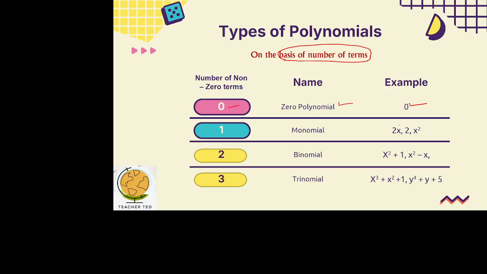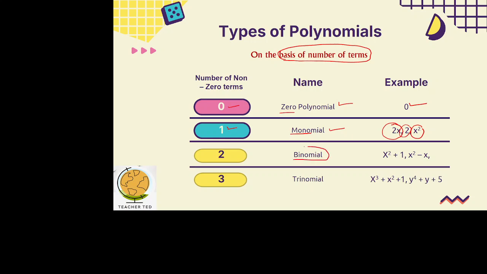And if there is only one term, you can observe here 2x is having only one term, 2 is having only one term, x square is having only one term. This type of polynomial, the number of non-zero terms is only one, and we can call it a monomial. So mono means 1, and 0 means there is no polynomial at all.